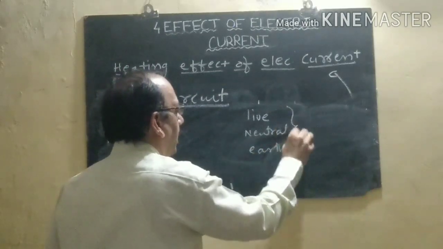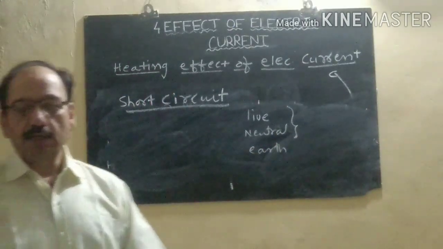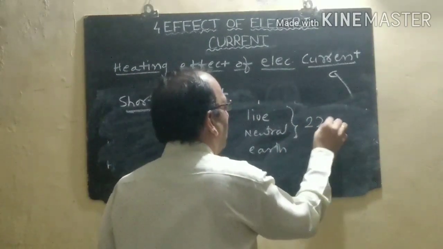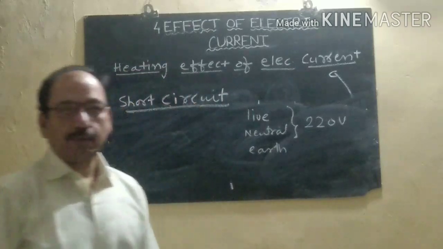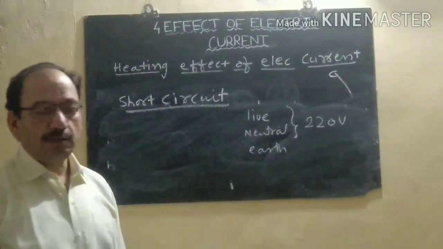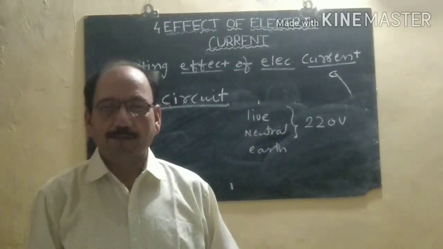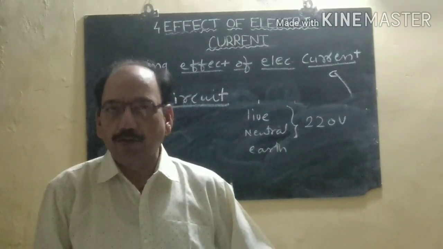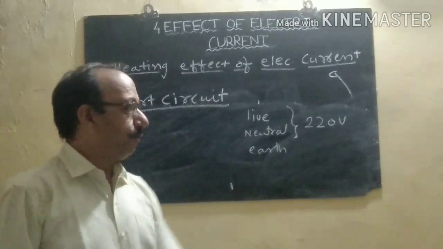The live wire and neutral wire have a potential difference of 220 volt in India. There is always a fill in the blanks question in board examinations: what is the potential difference of the live wire in India?